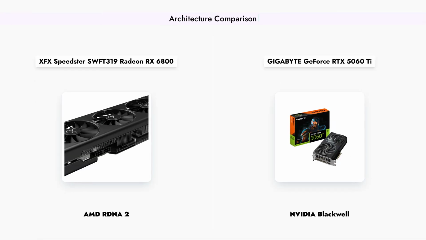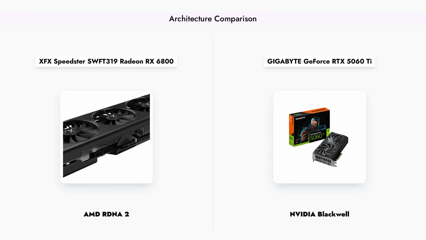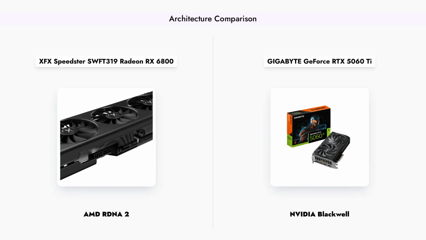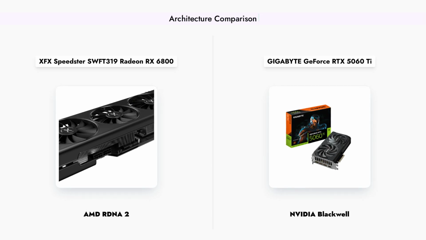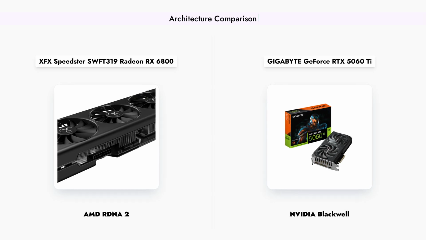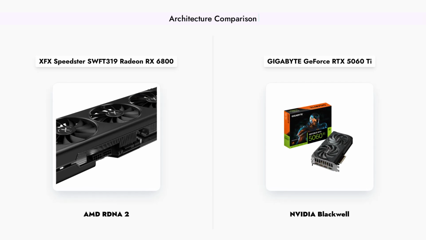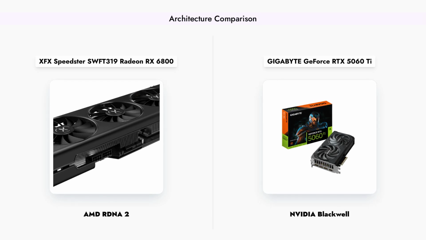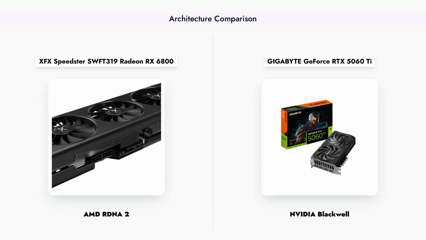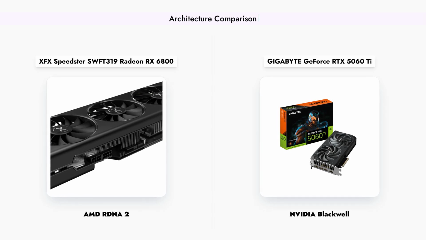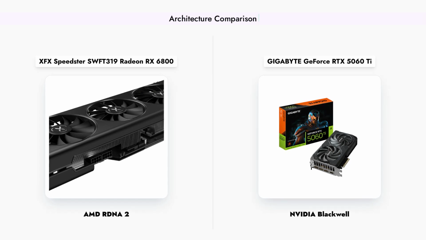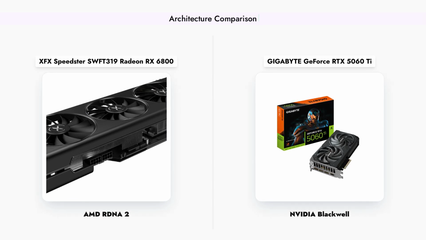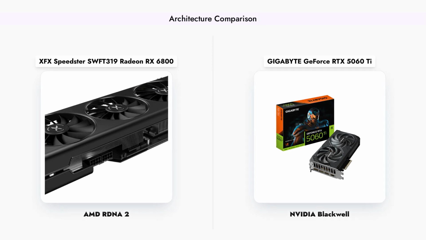The XFX Speedster SWFT319 utilizes AMD's RDNA 2 architecture, which is well known for its rasterization capabilities, making it a strong contender for 1440p gaming. In contrast, the GIGABYTE GeForce RTX 5060 Ti is built on NVIDIA's next-generation Blackwell architecture, promising improved efficiency and advanced features like DLSS 4. This architectural difference plays a crucial role in how each card performs in gaming scenarios, particularly in terms of ray tracing and overall graphical fidelity.